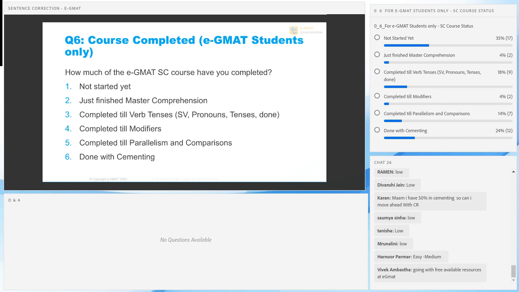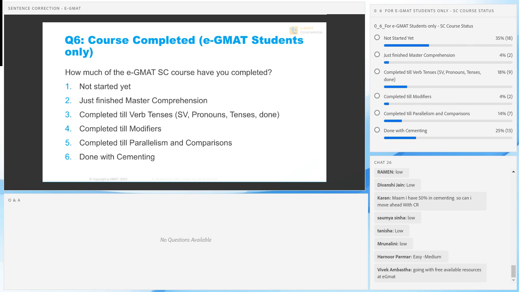People who are done with cementing, if you have passed cementing, which means that you have scored 55% accuracy in 3 hard cementing quizzes, then you may leave this session, is what I would suggest. But if you haven't as yet passed hard cementing, then definitely stick around. You will be able to understand where you're faltering. Okay, so good. Very nice.